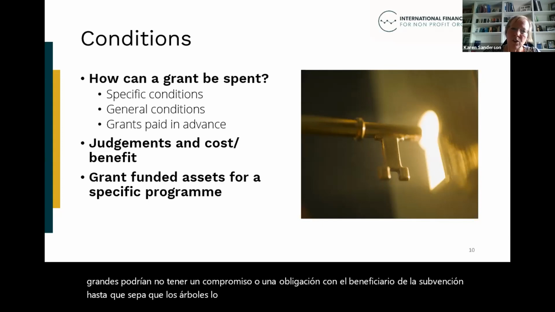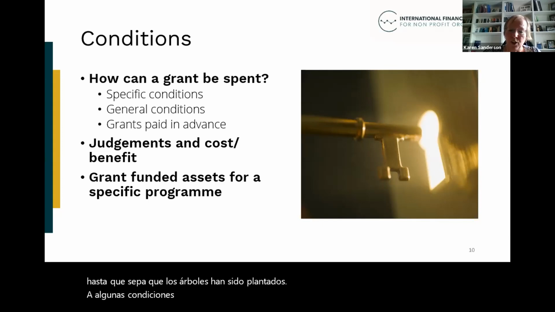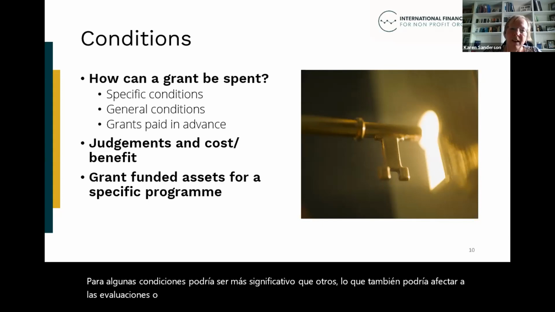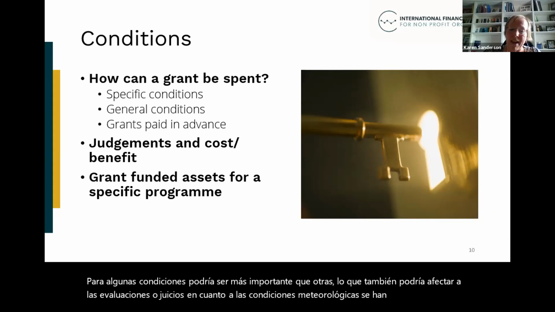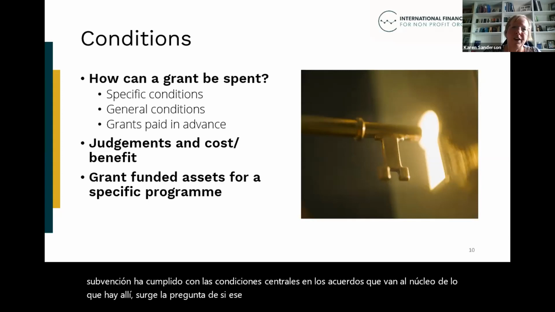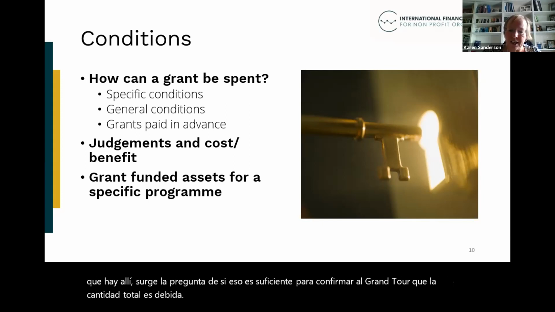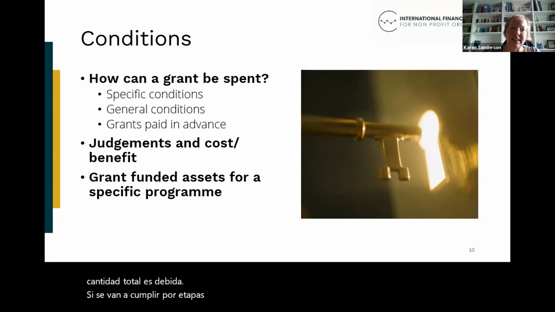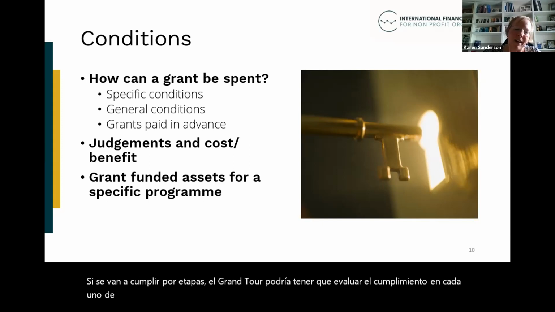Some conditions might be more significant than others, which can also impact assessments or judgments as to whether conditions have been met. If a grant recipient has met the central conditions in an arrangement that go to the core of what's there, the question arises as to whether that is sufficient to confirm to the grantor that the entire amount is due. If conditions are to be met in stages, the grantor might need to assess compliance at each of those. And that might give rise to practical issues about estimating the amount of grant to be expensed.